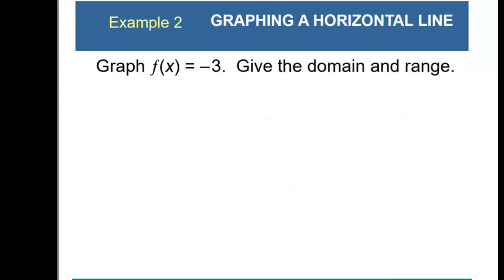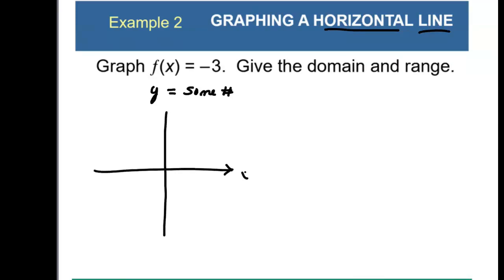Next example, we're going to graph a horizontal line. Whenever you have a graph function of the form f of x equals some number, y equals some number, you know you have a horizontal line. Okay, so here y equals negative 3. To graph it, we simply go to our y-axis, we find negative 3, and we just draw a horizontal line through that. So again, y equals some number is a horizontal line.